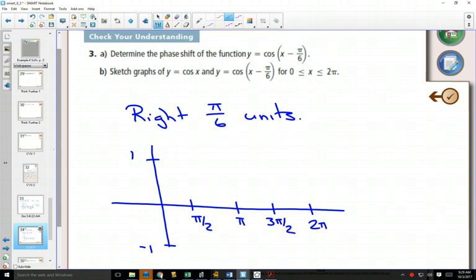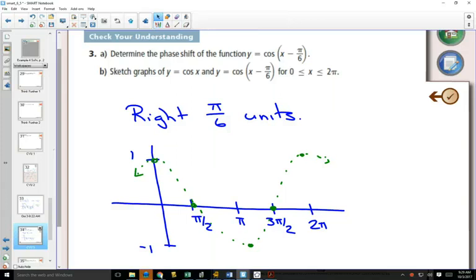And I'm going to temporarily draw cos. When we temporarily draw something, we draw it with a dotted line. So we know that cos starts at a maximum, goes to the middle, down to the minimum, back to the middle, back to the maximum. And I'm just going to draw it with a dotted line to show that's my original graph of cos.